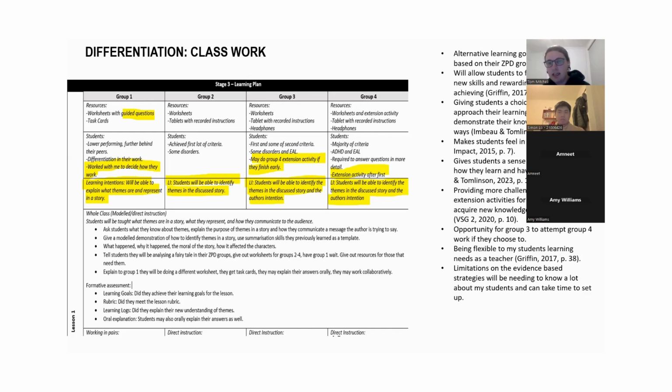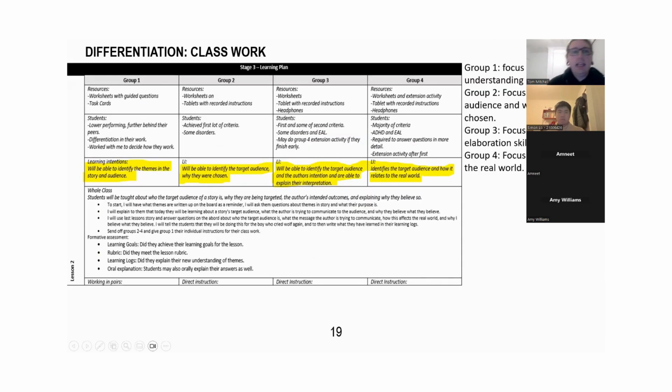Some limitations of my strategies may be that I do need to build up a rapport and know what my students need at all times, and it may take a bit of time to set up everything, but over time it will lessen. In terms of lesson 2, this is where the differentiation in the classwork starts to differ more. The focus of their learning will be targeted more towards each student's learning intention for the overall sequence.